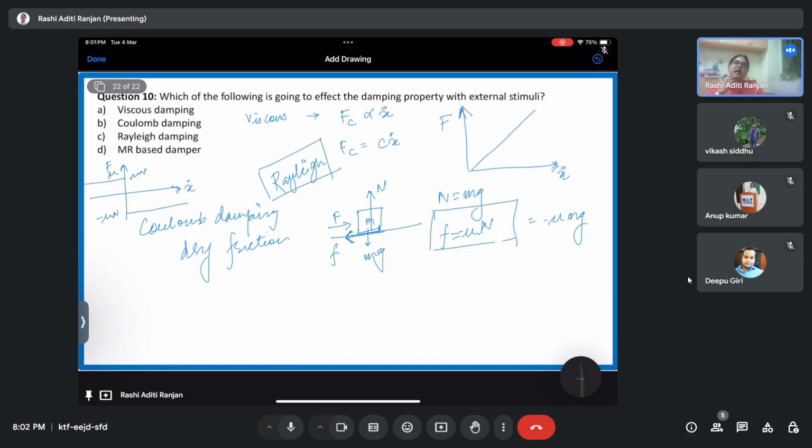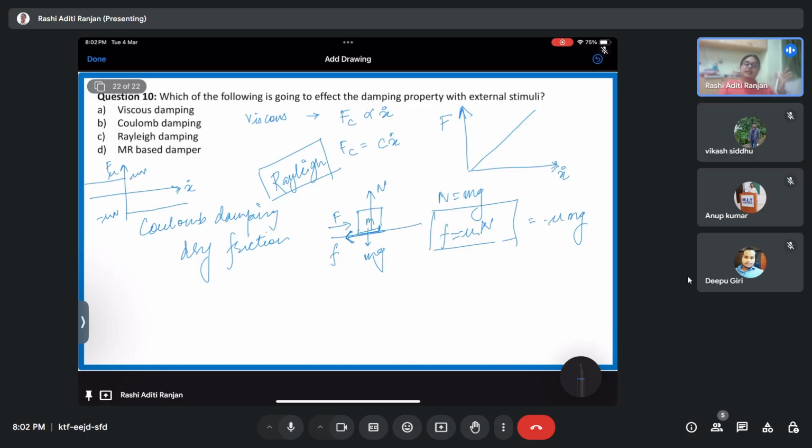So what happens is that you have particles that show movement in response to a stimulus. If a magnetic field is applied, these particles are going to align on the basis of the magnetic field, right? And on that basis, if I have an elastomer, there will be a change of shape and size along with a change of property. In case of MR based fluid, there will be a change in the property of the fluid.